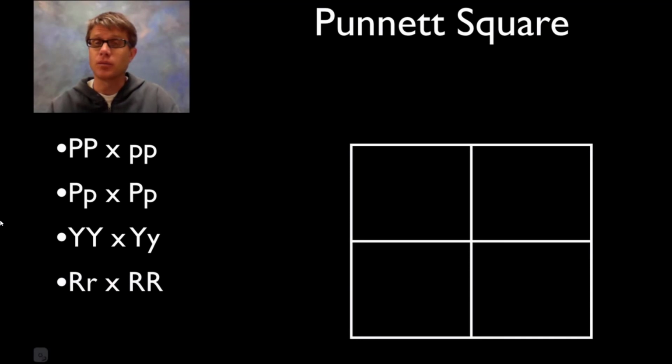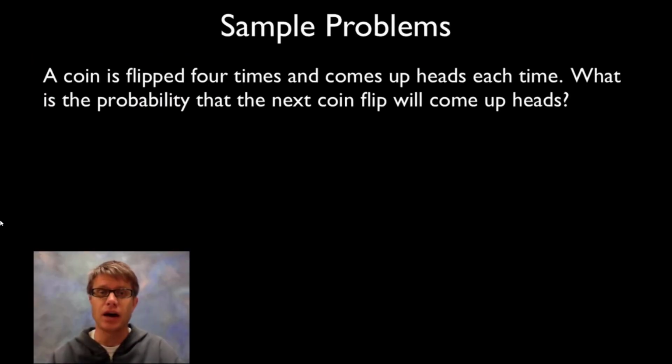Or this one, when I'm mixing round with round, how many genotypes will I get? 2. How many phenotypes am I going to get? I'm just going to get 1. They're all going to be round. And so if you're struggling with the Punnett squares, you may want to always, on a monohybrid cross like this, work it out. When in doubt, work it out.